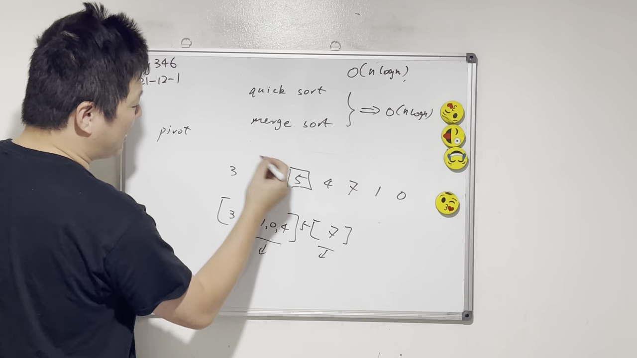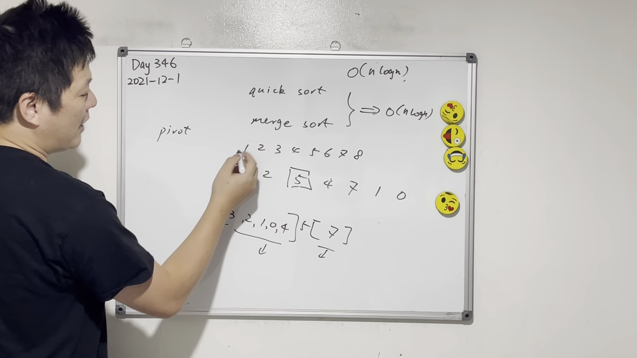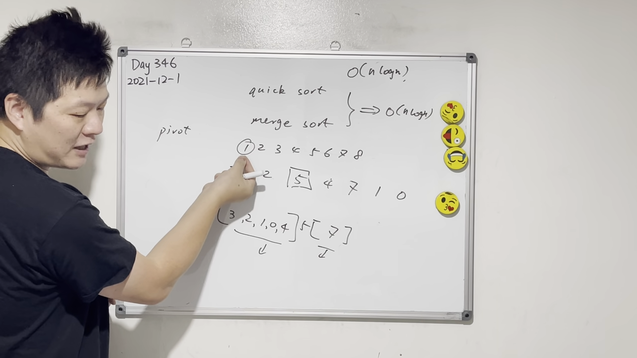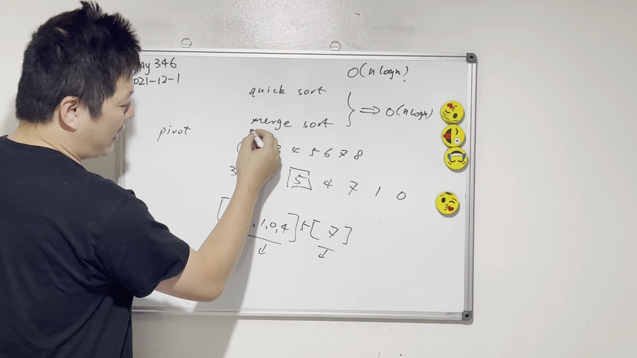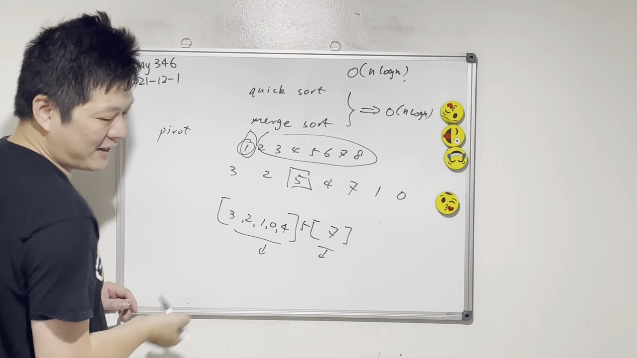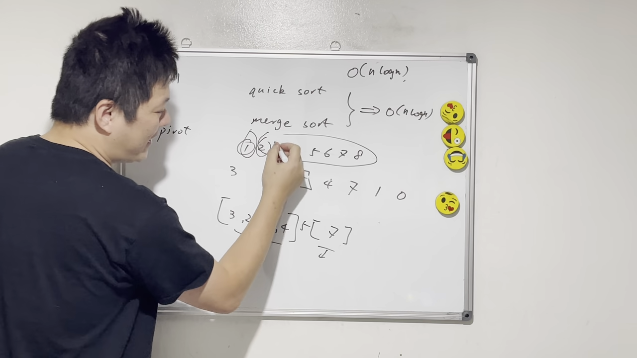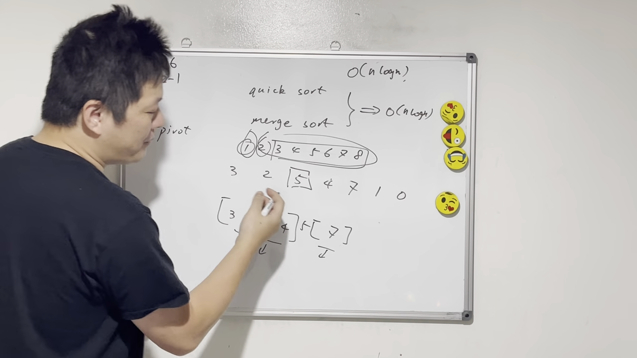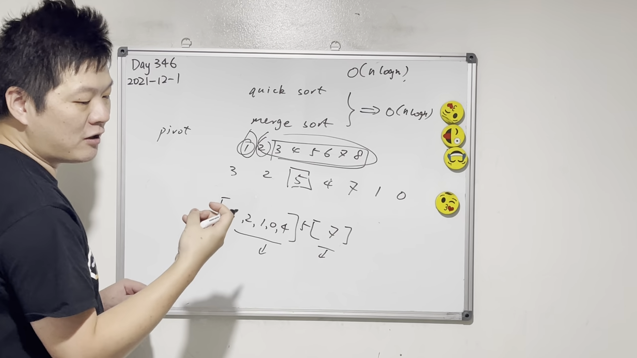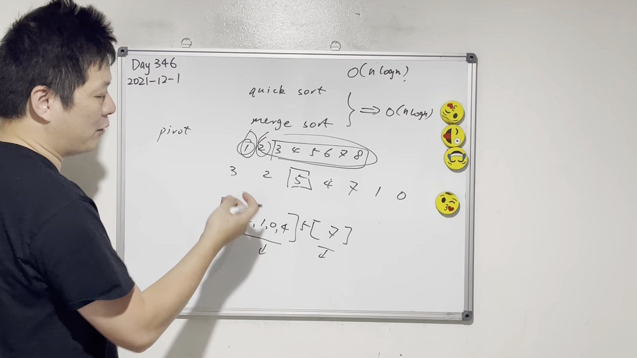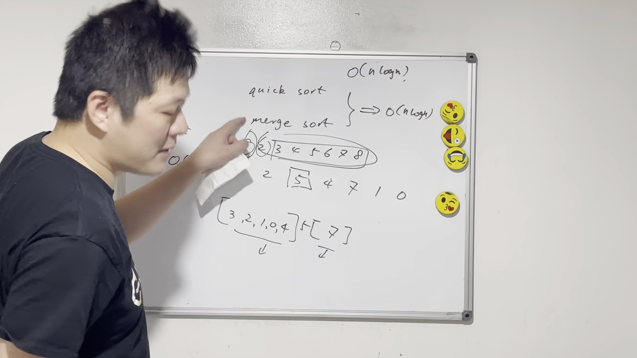If the numbers are already sorted, like 1, 2, 3, 4, 5, 6, 7, 8, and I pick pivot 1, there is no number smaller than 1. All I have is the pivot and everything bigger than that. If I recursively pick the pivot again, I again only have numbers bigger than the pivot. So we are not getting the benefit of partitioning, and in this case it is O(n squared).